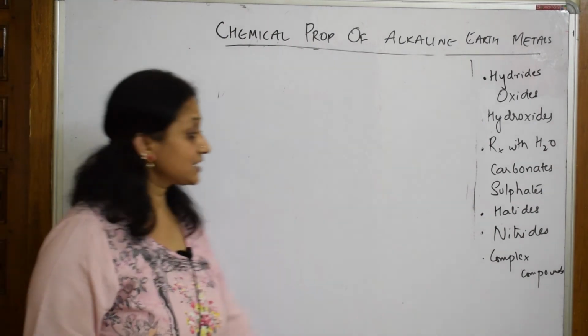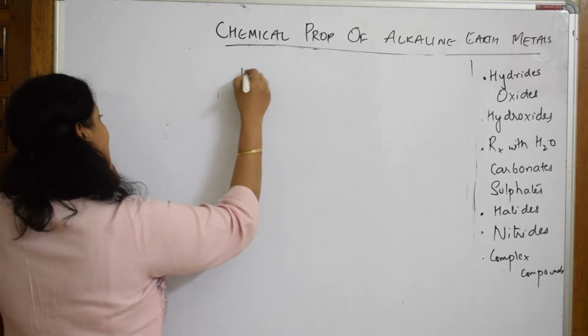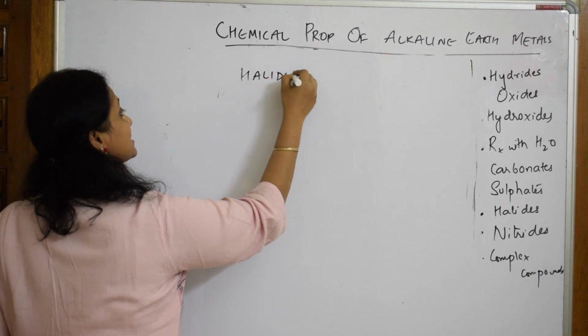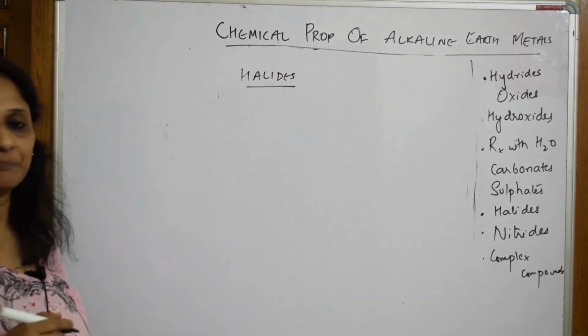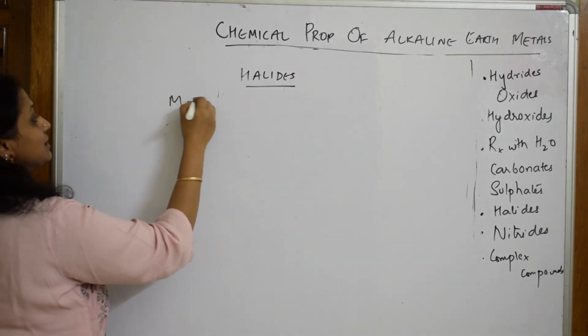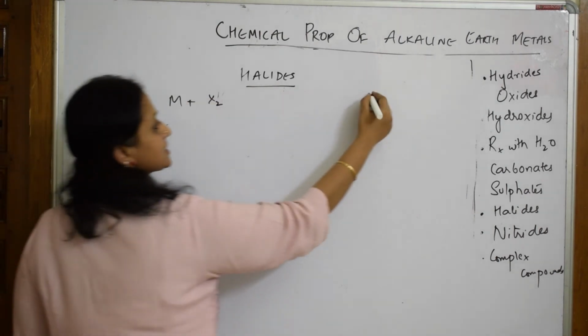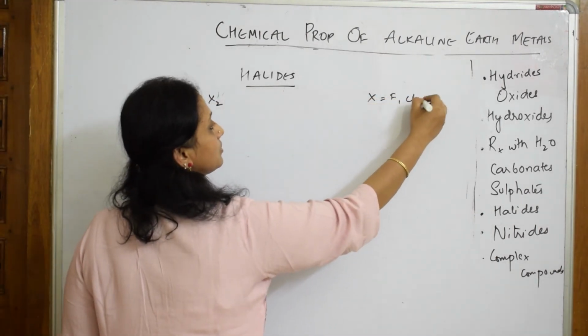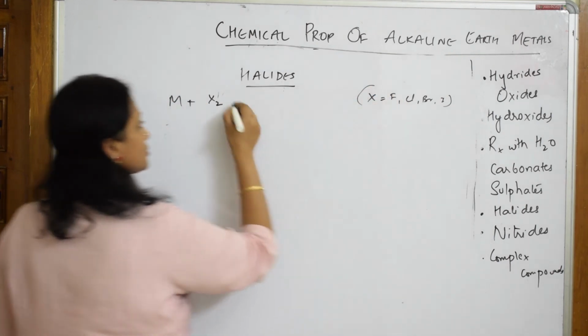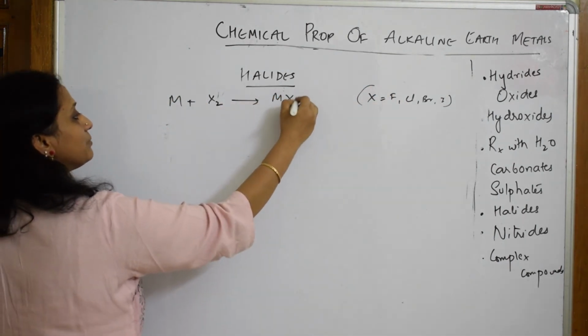Right. Let's come back and speak about halides of alkaline earth metals. When I speak about halides, let us see what type of halide it's going to form. Basically, your metal combines with halogen. X can be fluorine, chlorine, bromine, iodine. They're going to combine and form halides of type MX2.